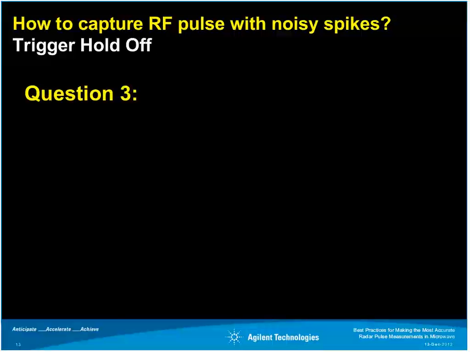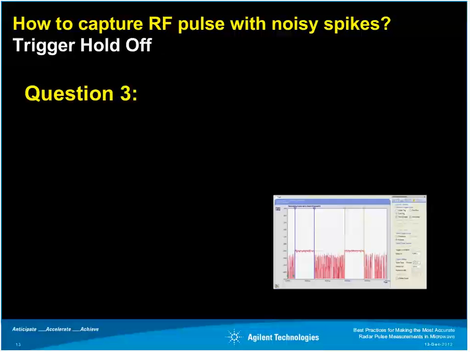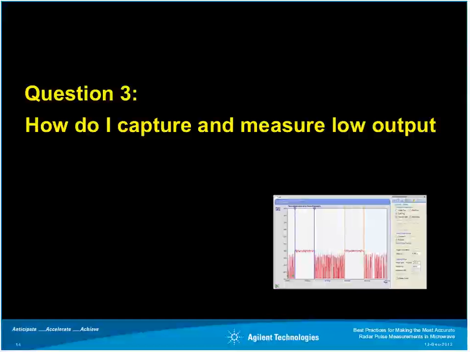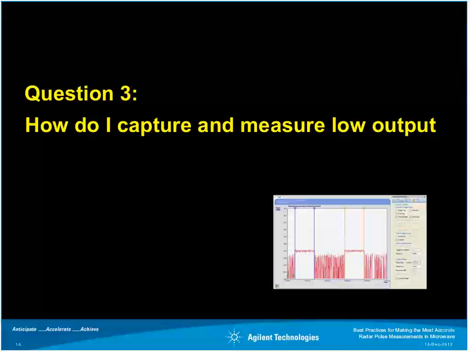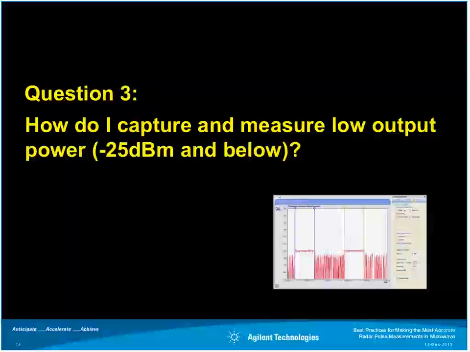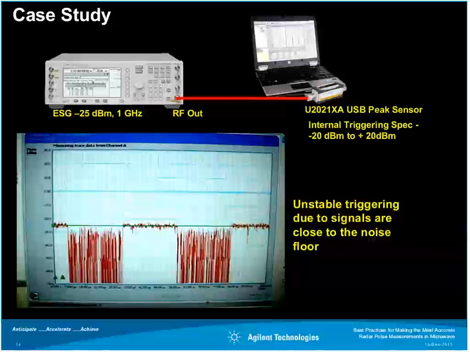A lot of times, you may face the problem that your power meter does not have sufficient dynamic range to meet your measurement needs. So, in the next section, I am going to share how to maximize the dynamic range of your power meter and measure pulse signals at negative 25 dBm or below.